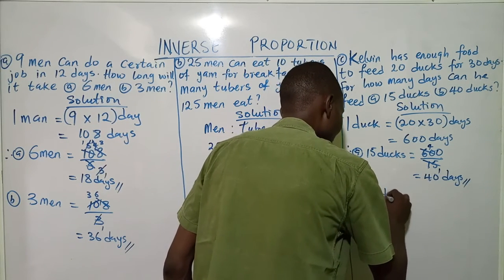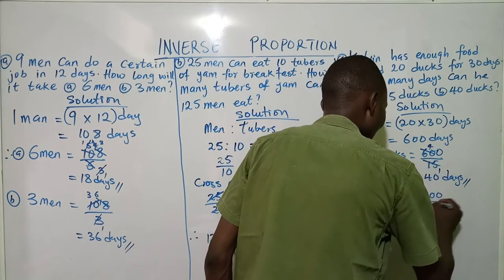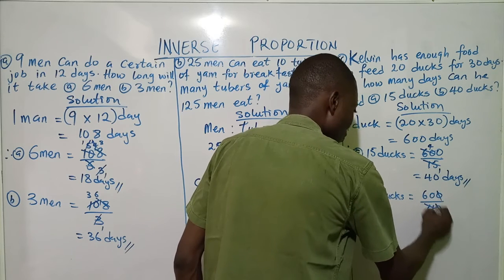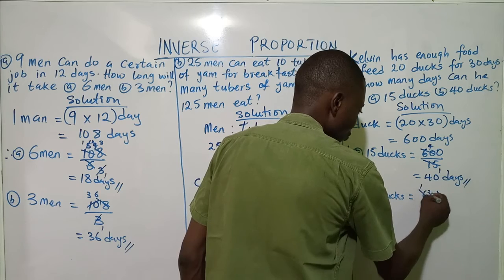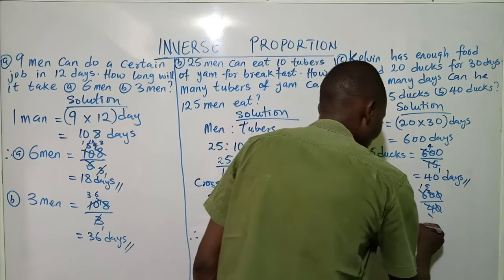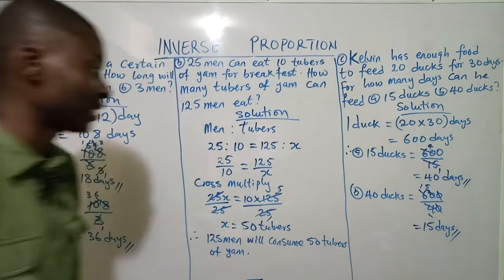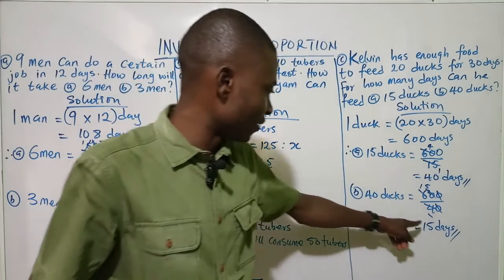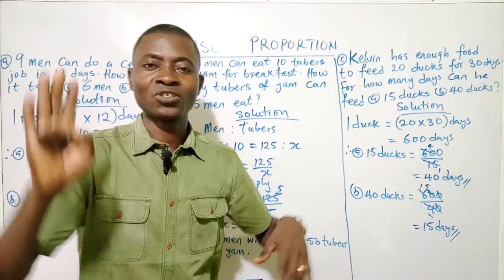Now part B. For 40 dogs, how many days will it take? This is 600 divided by 40. The 0 cancels the 0. 4 in 6 is 1 remainder 2. 4 in 20 is 5. So that is 15 days. So 40 dogs will finish this food in 15 days.